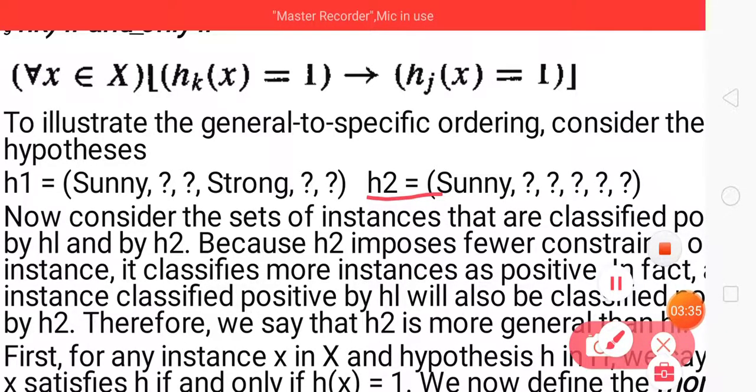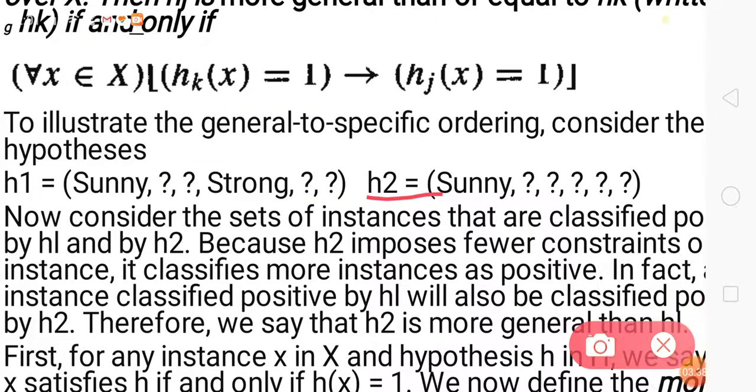Like that, if you go for the H1 hypothesis, whatever instance you take must contain the two constraints as they are: the sky attribute value is sunny, and the wind attribute value is strong. For the remaining attributes, whatever the possible values, it accepts. The H1 hypothesis accepts whenever these two constraints, sunny and strong, are satisfied by that instance, and then it satisfies the H1 hypothesis.